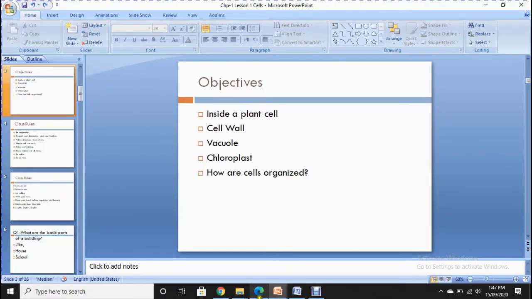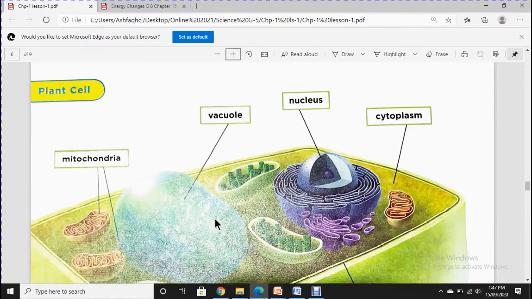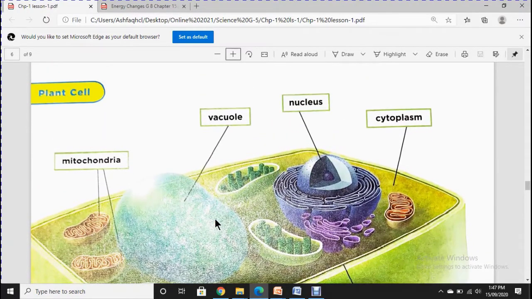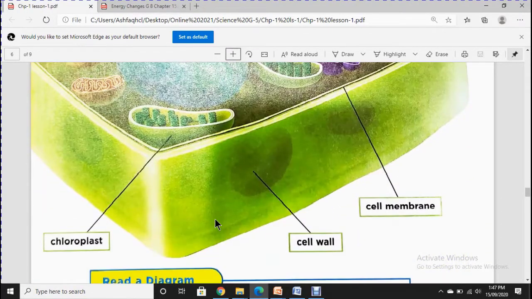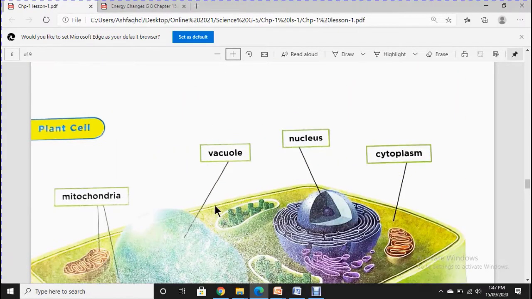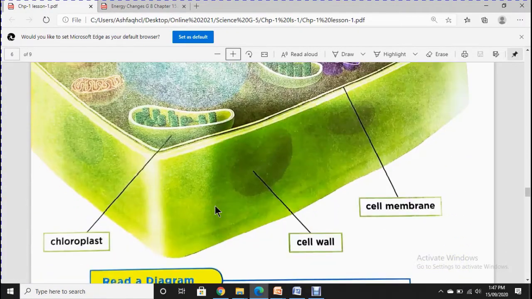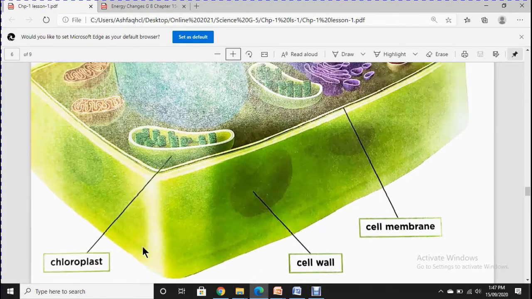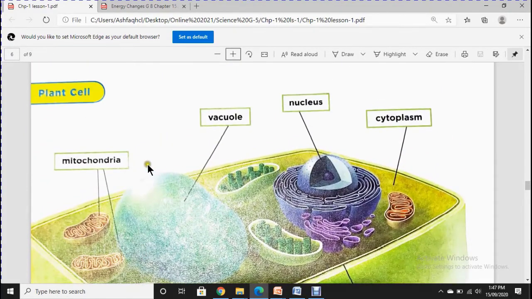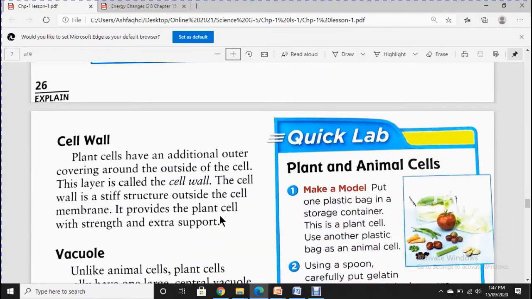Now let's see on the textbook these organelles one by one. So you can see here the image of a plant cell. Here you can easily see almost the same organelles but a little bit different. The difference is a cell wall and chloroplast, and you can easily see a big vacuole. So now let's start the lesson.